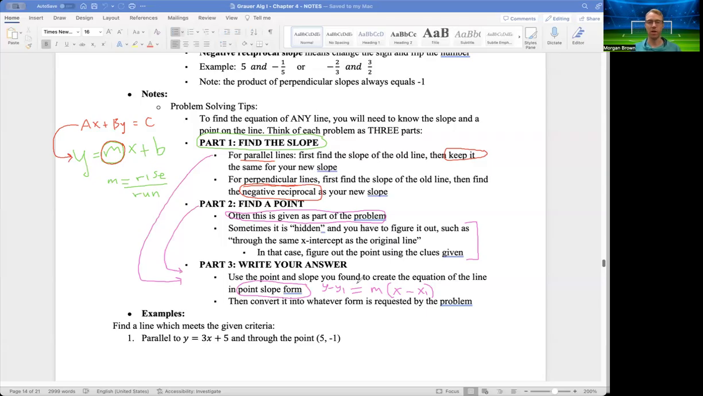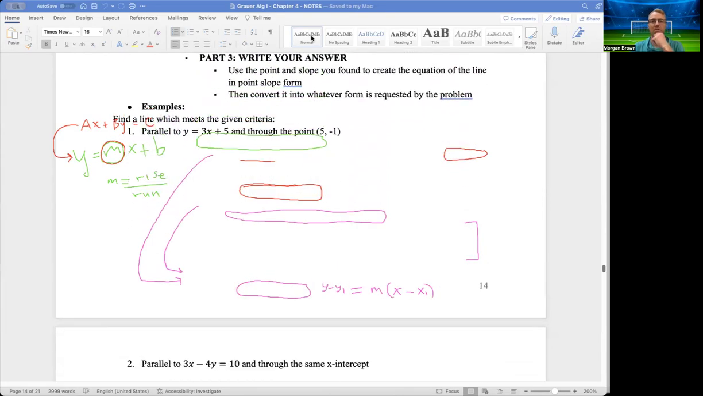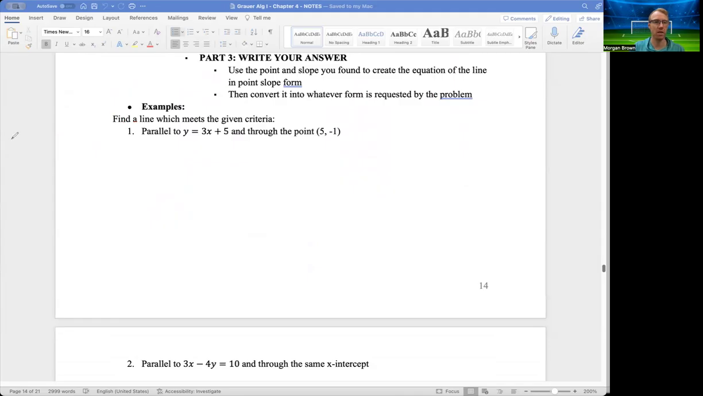Sometimes a problem might say, okay, convert it to standard form or convert it to slope-intercept form. So maybe you do that afterward. But in terms of finding the line that's parallel or perpendicular, at that point, you're done. Okay, so let's move on and look at some examples. Almost all the examples are going to say, find a line that's parallel or perpendicular to a given line, and then it will tell you what the given line is. So here's our first example.